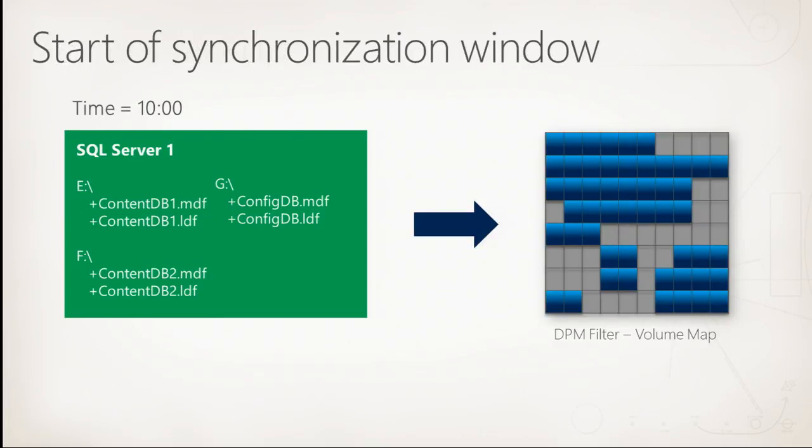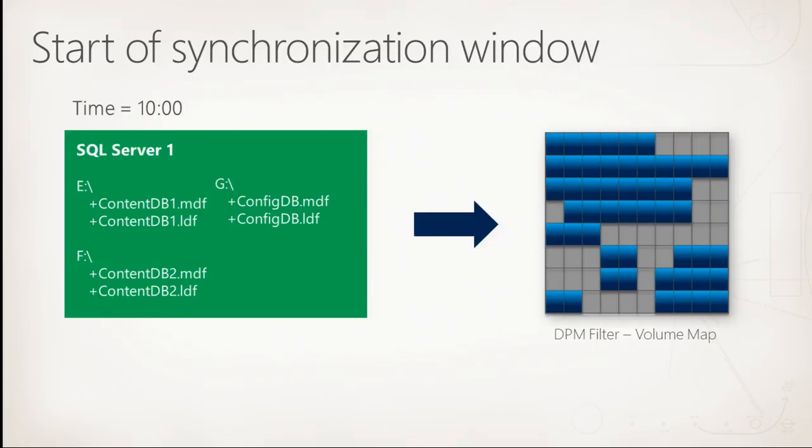Now let's say we are at 10 o'clock at the start of a synchronization window. What we want to note here is that we've just created our replica, so we've got a full copy of our DPM replica. And what that DPM replica is, just to be clear, is a full copy of all our data on our DPM server. The way DPM works is it doesn't just do multiple full backups because of what I just said. It always has a full copy of your data stored on DPM.